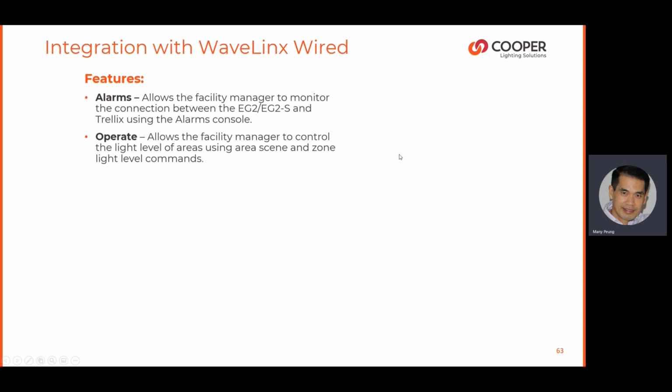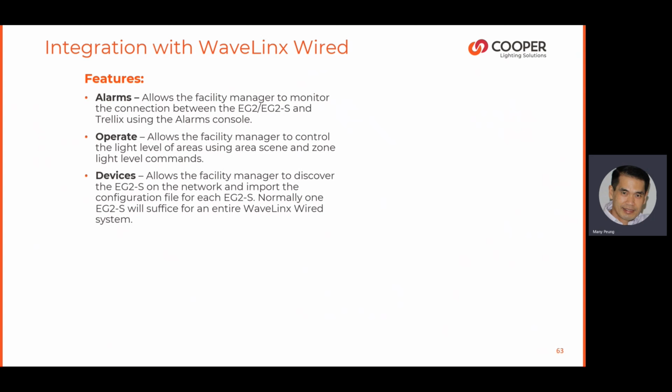The operate page is going to let the facility manager control the light of areas using the area scene and zone level command. Okay, so you can send manual override to your areas on the WaveLinx Wire system by just doing manual override using the operate tab on Trellix lighting interface.